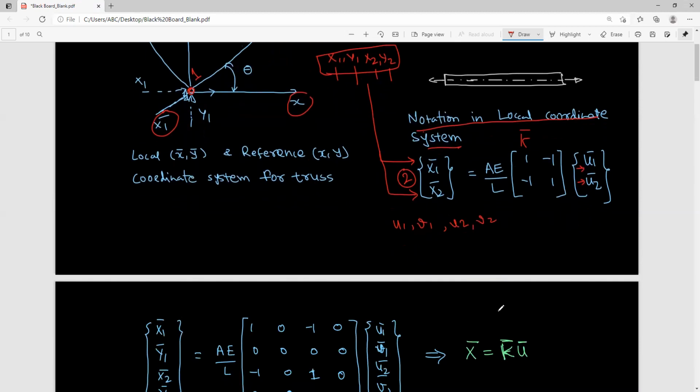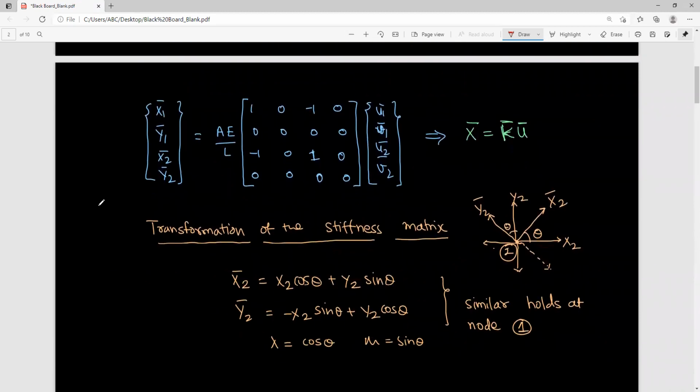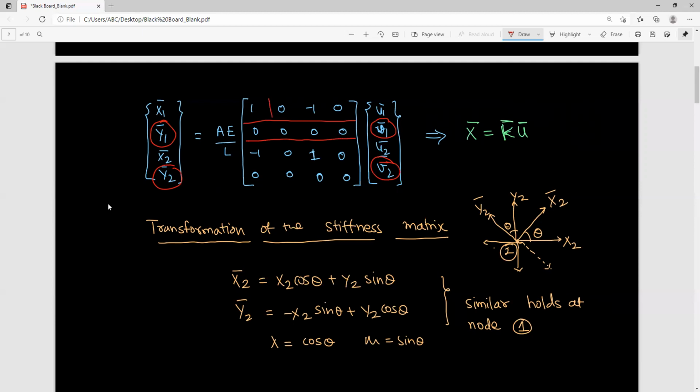We will introduce this matrix, which is expanded to the size of the reference coordinate system. However, because y1 bar and y2 bar, and also v1 bar and v2 bar, may not exist within the local coordinate system, we will introduce zeros in the second row and second column, and the fourth row and fourth column.